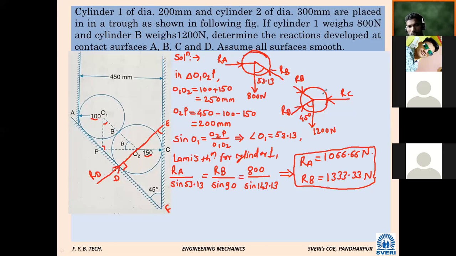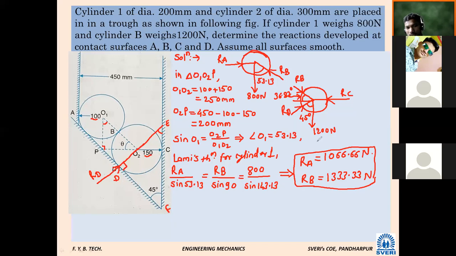53.13. Shall we take as it is, or shall we calculate with horizontal? 90 minus that angle. If you want it with horizontal, directly, the space is not with me, so I will write this angle. What you have calculated, this angle with horizontal? 36.87. This angle will be 36.87.